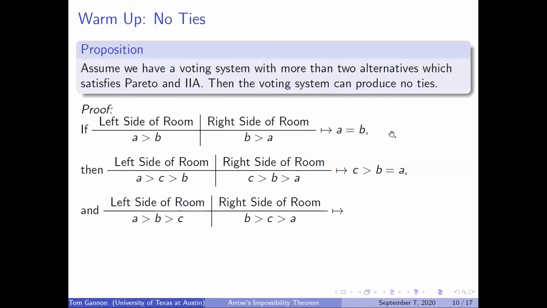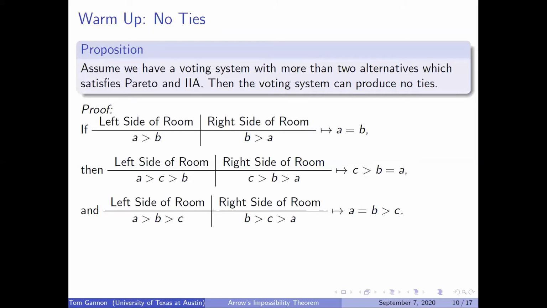Since everybody in the room, everyone in the whole group prefers B to C, then by Pareto and independence of irrelevant alternatives, B is definitely better than C in the societal preference list. But we again assume that A was tied with B. So we get this societal preference list.